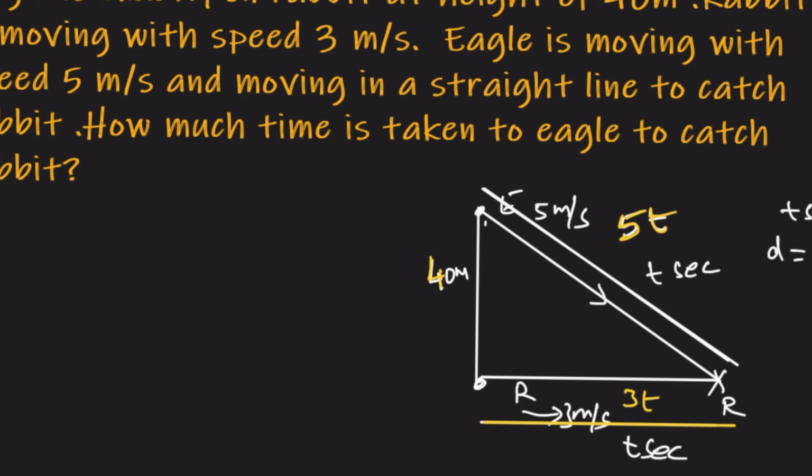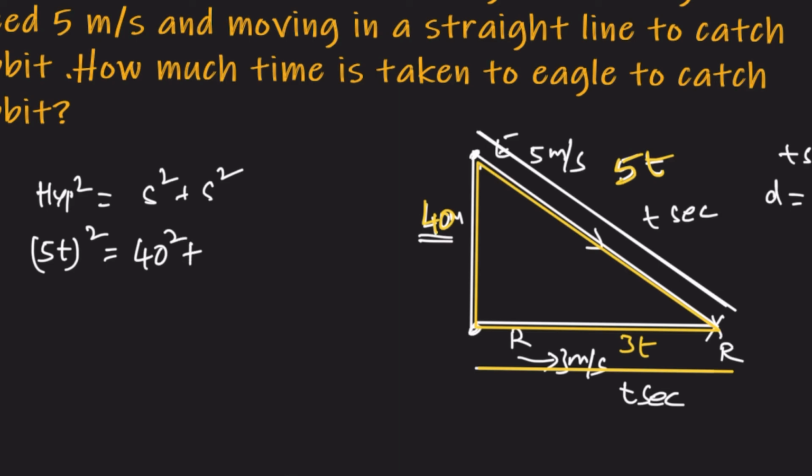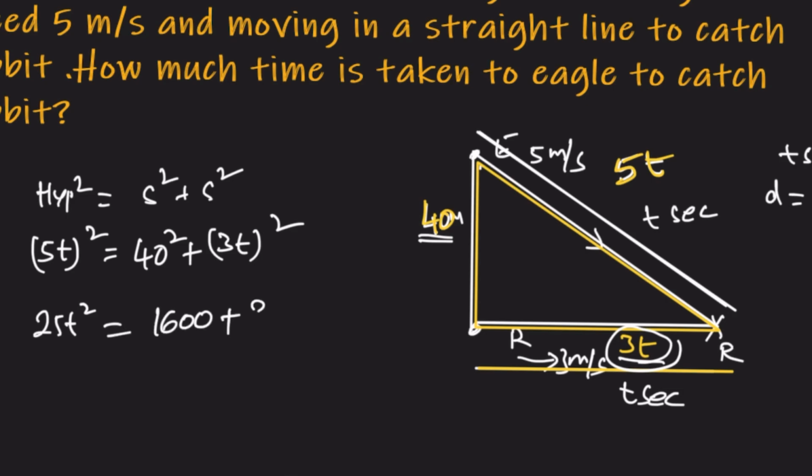See here, this is a right angle triangle. In a right angle triangle, hypotenuse squared is equal to side squared plus side squared. What is the hypotenuse here? That is 5t, so hypotenuse squared is (5t) squared. One of the sides is 40 meters, so that is 40 squared. The other side is 3t, so (3t) squared. (5t) squared is 25t squared, 40 squared is 1600, (3t) squared is 9t squared. Bring 9t squared to this side, then it becomes 25t squared minus 9t squared equals 1600.